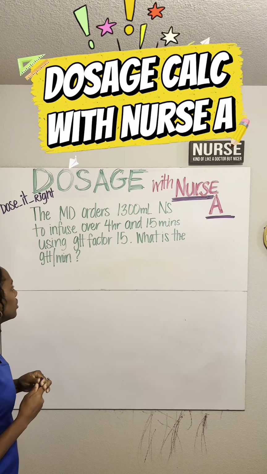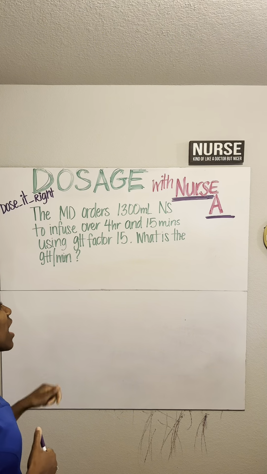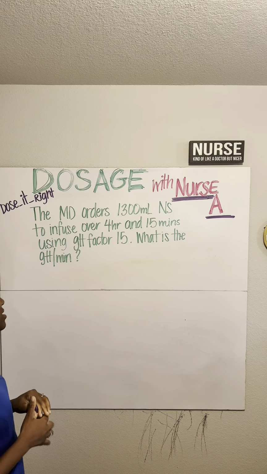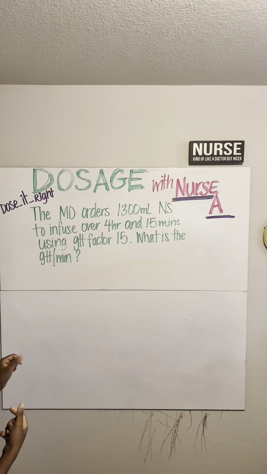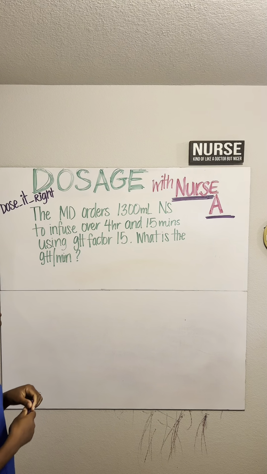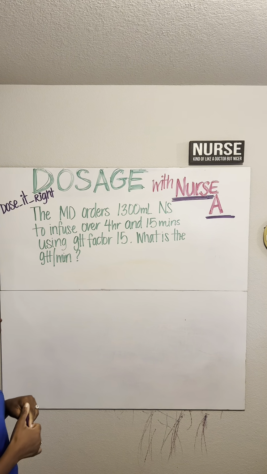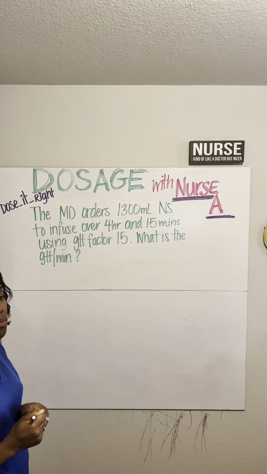I have some more dosage. So the MD orders 1,300 mLs normal saline to infuse over 4 hours and 15 minutes. Using the GTT factor, what is the GTT per minute?